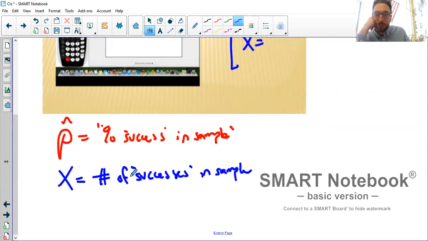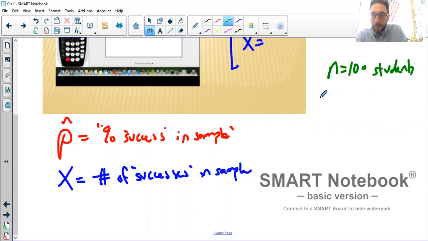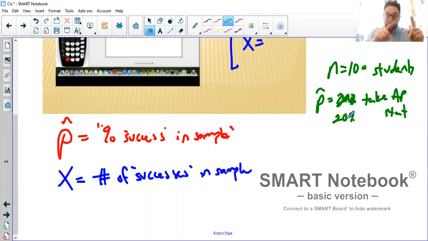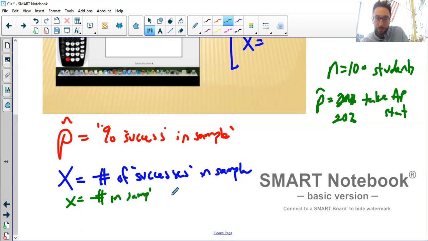I could give you some formulas, but don't overthink it. Let's say we have a sample of 100 students, and let's say I know in that sample, 20% of them take AP Stat. I would hope that would be a higher number, but whatever. That's a real sloppy 20%. So p hat is the percent of the sample that takes AP Stats. In this example, x would represent the number in the sample who take AP Stat.